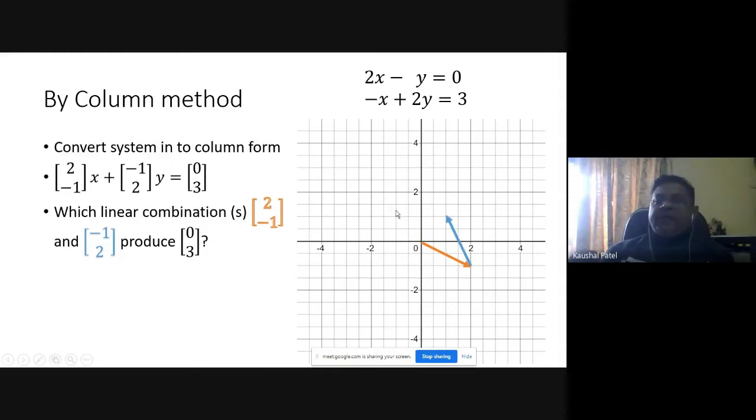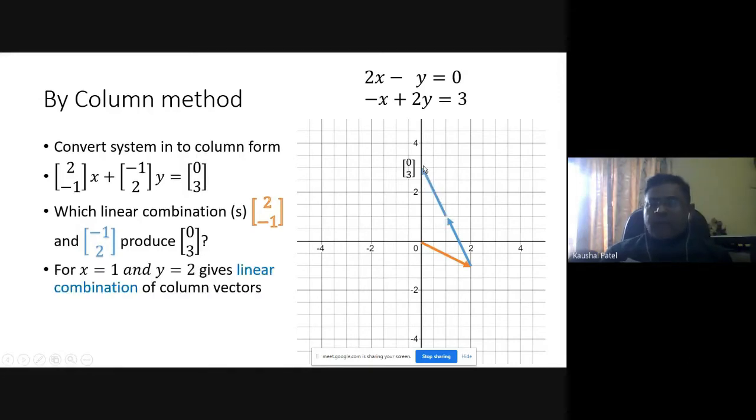Now we can just shift one vector to another, and our target is to achieve this point 0, 3. 0, 3 is over here, so we can take the double vector of this blue one, then we can achieve 0, 3. So we can say that x equal to 1 and y equal to 2 gives the linear combination, and this is nothing but the possible solution of this system of equations. So this is the column method, and whenever you deal with vectors, you can physically see how it is reflected in the solution.